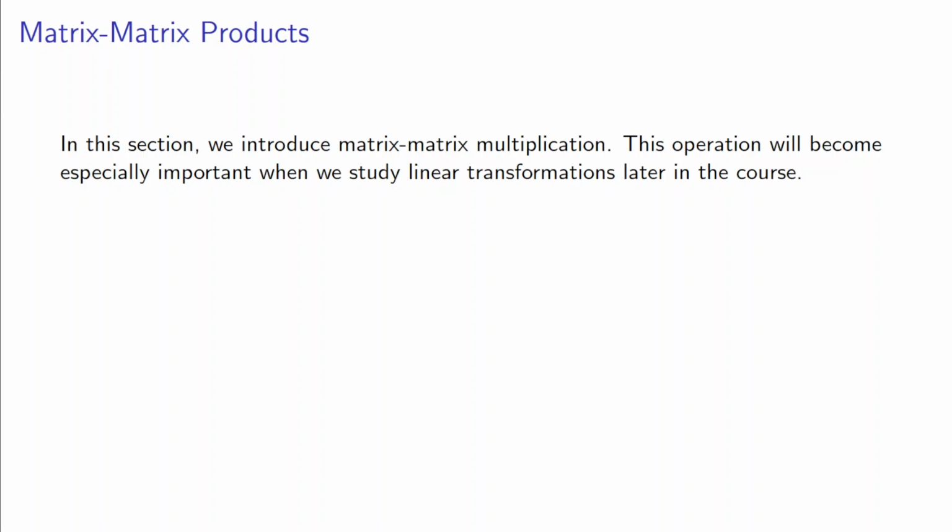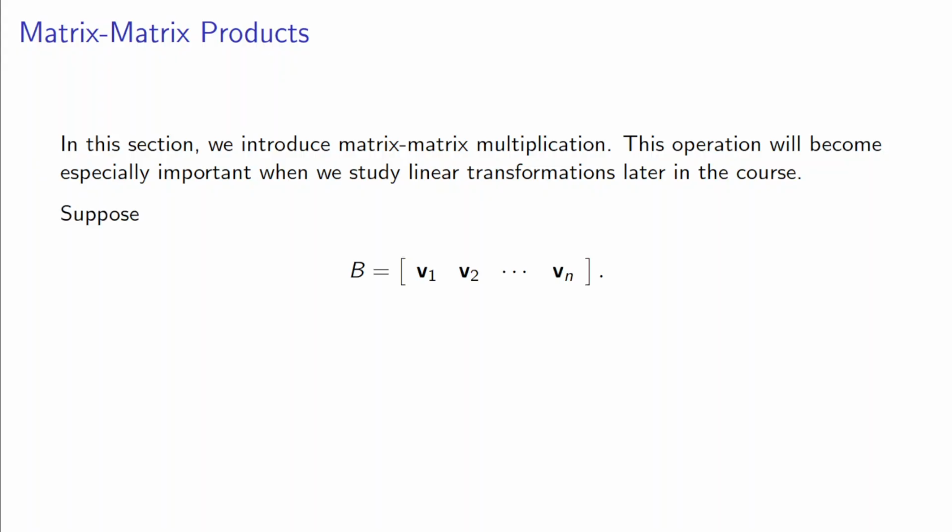Previously, we've defined matrix vector multiplication. In this section, we're going to be looking at a way to multiply two matrices together, or looking at matrix-matrix products or multiplication. This operation is going to be useful in a lot of applications and will become especially important when we study linear transformations later in the course.